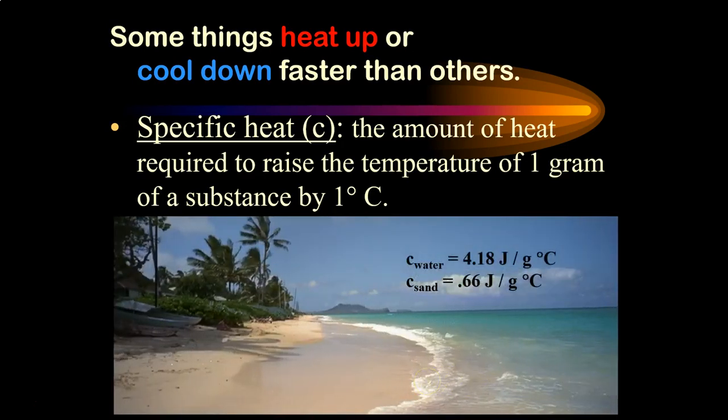So one good example of this is the difference between sand and water. So water has a specific heat of 4.18 joules per gram degree Celsius. So it takes a lot of energy to heat water up. So that's why when you're at the beach, the water stays relatively cool. Whereas the sand has a very low specific heat. It's 0.66 joules per gram degree Celsius. And that's why the sand heats up very quickly. It doesn't take a lot of energy to raise the temperature, so it's going to heat up a whole lot faster than the water will.